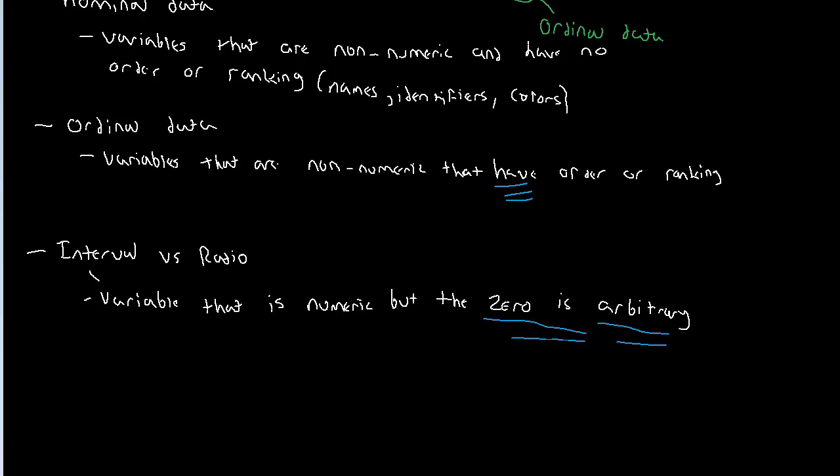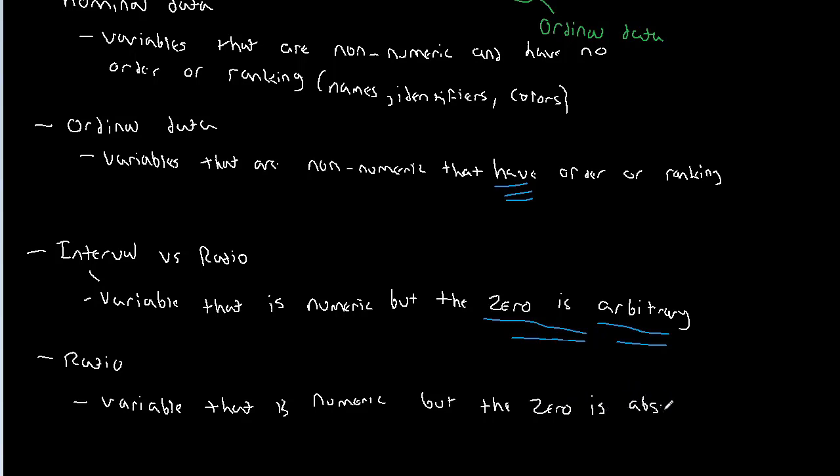So conversely, ratio data is a variable that is numeric. So again, numbers, but the 0 is absolute. Or put another way, the 0 is non-arbitrary. So interval, arbitrary 0, ratio, absolute 0.